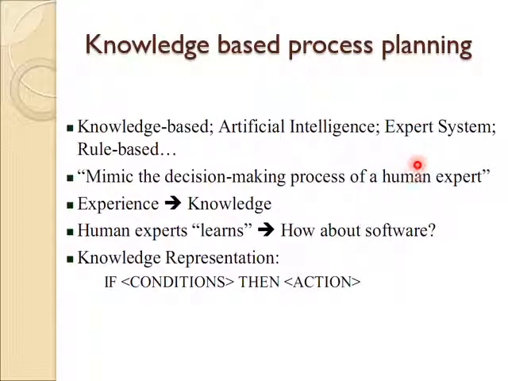We can encode these guidelines or expertise, which mimic the decision-making process of one expert, the experience the person holds. From the human expert we learn about the software part. The knowledge representation is given by: if some condition arises, then this action will be taken. So for each condition we will get some action, some solution. In this form we frame the rules. So this is called a knowledge-based system.